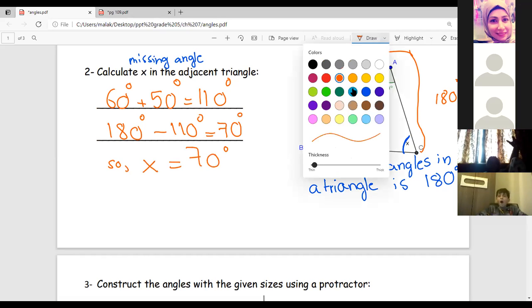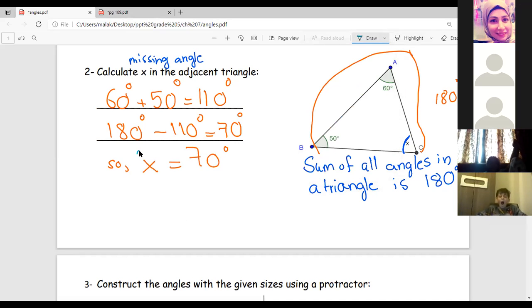Teacher, I made it correct. But you have to write like me, the same way, okay? Always, to find the missing angle, we have to write two equations: the plus and the minus. The first equation we will add the two given angles. The second one we subtract the answer from the total, which is 180.